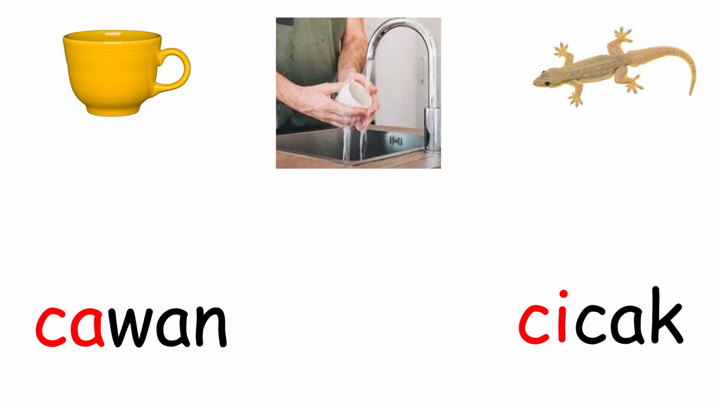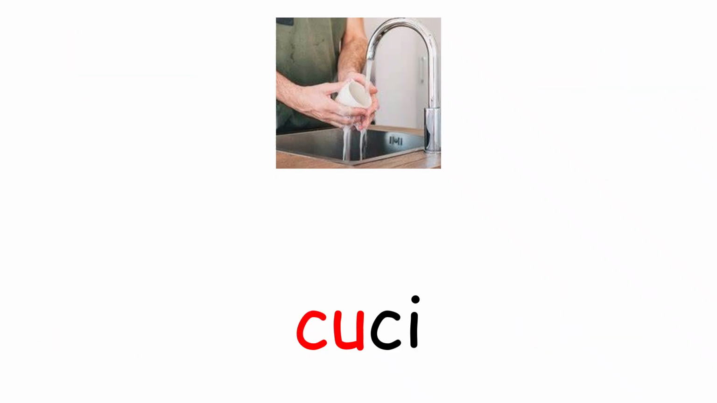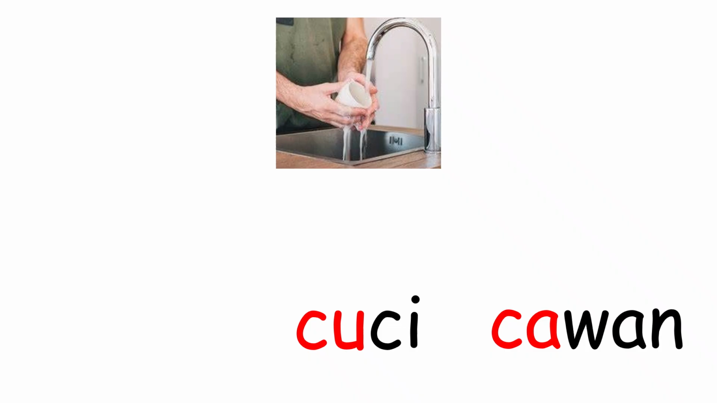What is he doing? He is washing. In Malay we say cuci. He is washing a cup. In Malay we say cuci cawan. Cuci cawan.